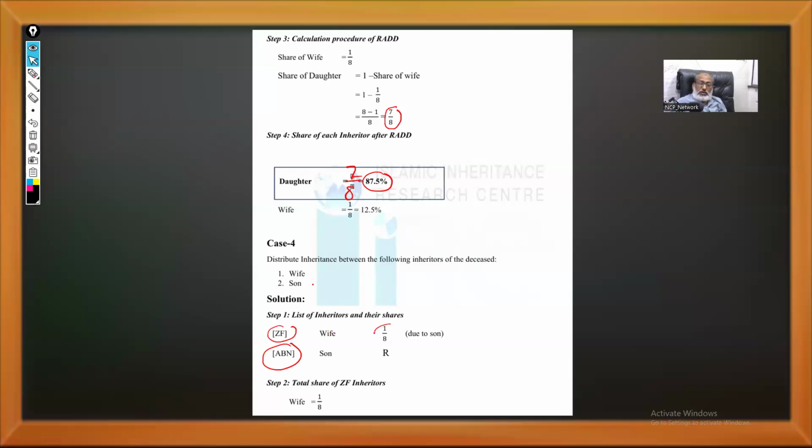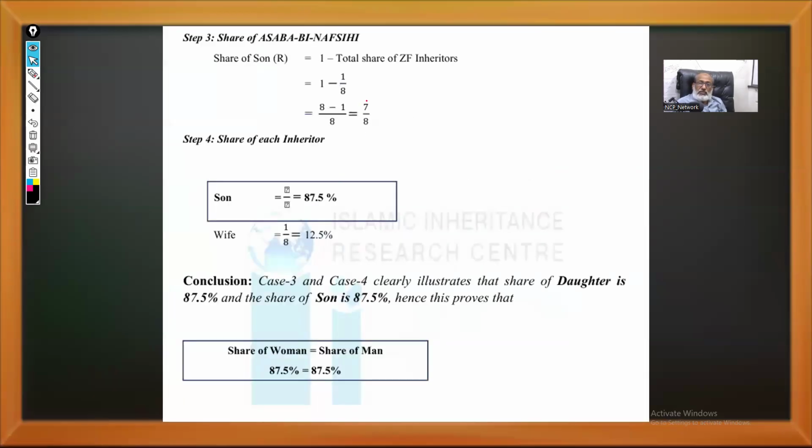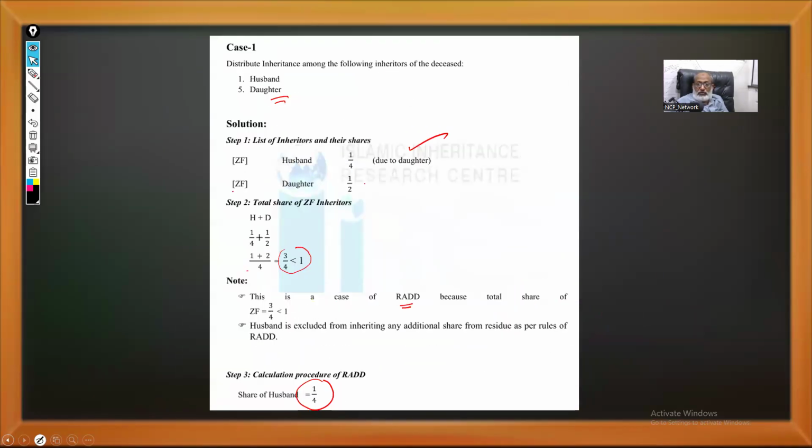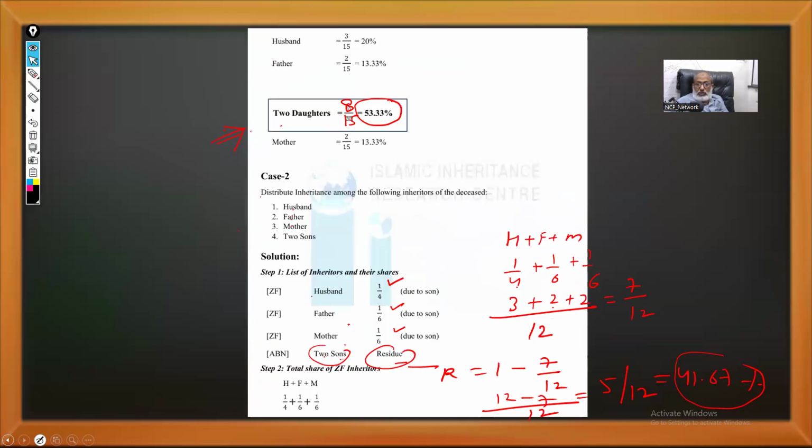So the share of the wife is 1 by 8 and the residue will go to the son, 7 by 8. In that case, we can see with the help of the two case studies that the share of the woman and the man is equal. In the first case, the woman is getting more share with respect to the men, because two women were getting 53.33% and two sons were getting 41.67%.